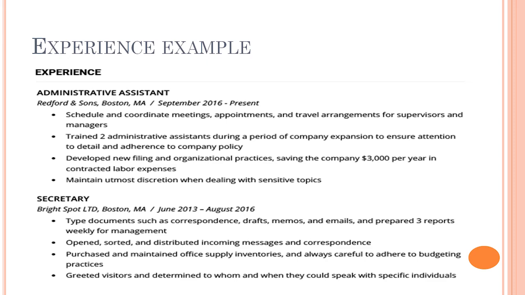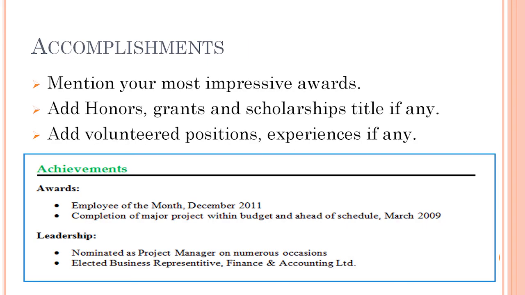Please go through this. Now after the work experiences, let's come to the accomplishment section. The accomplishment section means your achievements, the record of your achievements. So here, be sure to mention your most impressive awards, honors, grants, scholarships, or any volunteer positions. But make sure that it would be wise to place your accomplishments at the end of the resume.